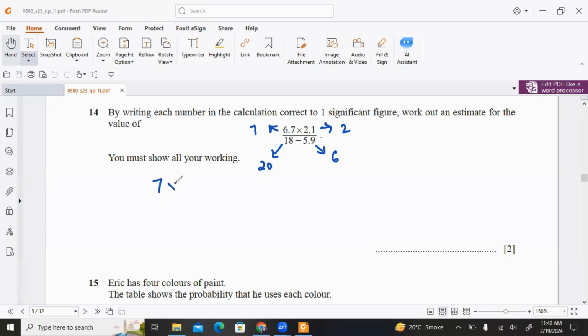So 7 times 2 over 20 minus 6. 7 times 2 is 14. 20 minus 6 is also 14. Your answer is 1. So you don't even need the calculator for this. You just had to round them according to the given instructions, and you had your answer.